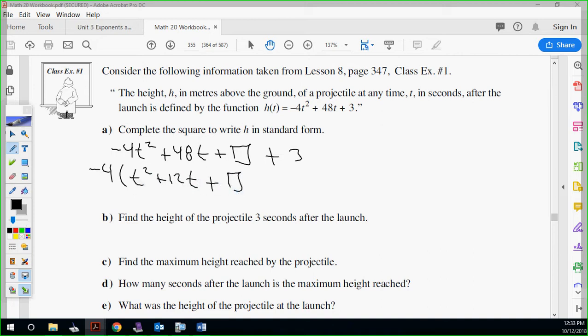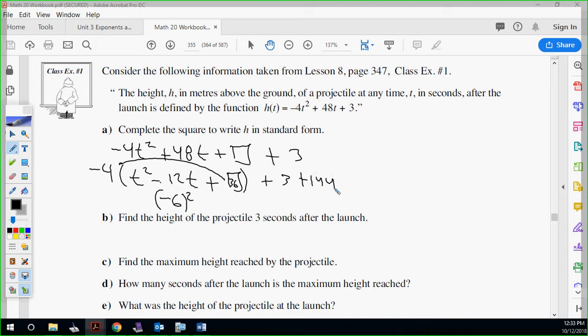Whoops, I took a -4 out, so that was positive. This is negative now. Plus 3. Now we have the half of -12 is -6. 36 goes there. We have to do 36 times -4, which is a pretty big number. So that's going to be a little bit harder. It's 144. It's a -144 by multiplying, so I have to balance a -144 with a positive 144.